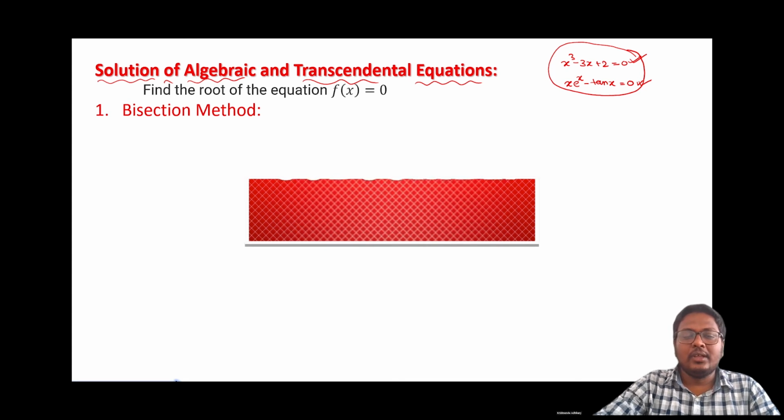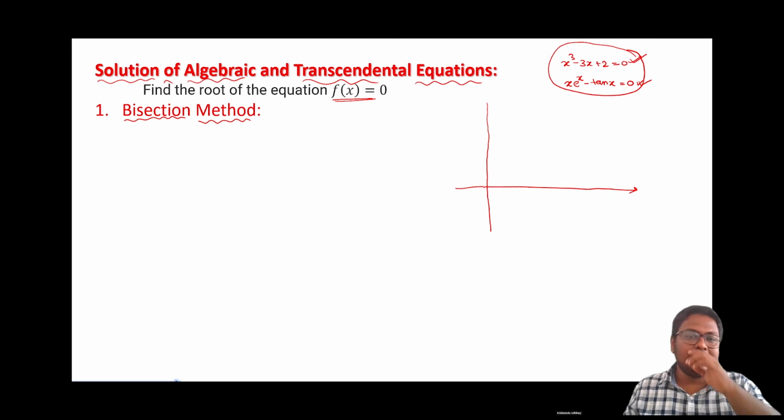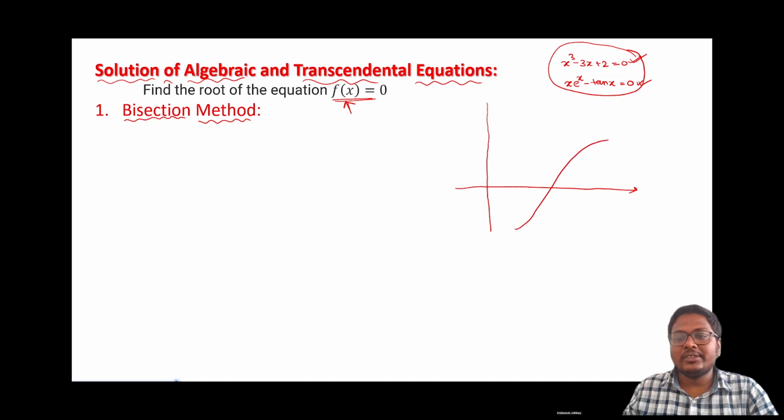So suppose we have an equation f of x equals 0. Now we will find the root of that equation. In this section, the first method included in our syllabus is the bisection method. Now what is the bisection method? Let's learn it geometrically first, and after that we will learn how to do it. So now you have an equation f of x equals 0, and we can draw the graph y equals f of x.